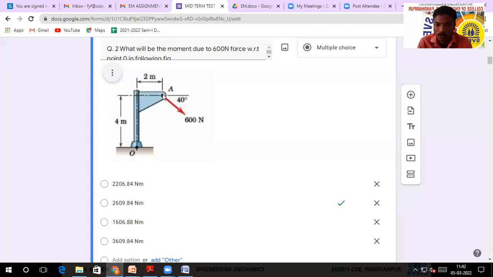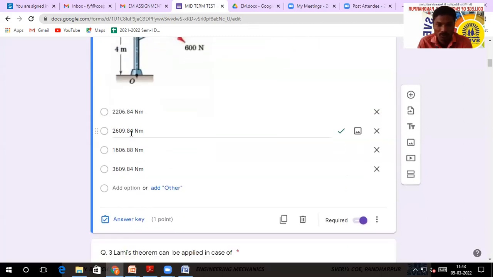Here we have to resolve this force with respect to point A in x direction and y direction. And then we have to find the distances, which are given as 2 and 4. For the x component, distance will be 4. For the y component, distance will be 2. And how will the moment generate with respect to point A? Clockwise or anti-clockwise? Clockwise. So clockwise moment we are taking positive or negative? Positive. The answer was 2609.84. Did you solve this?